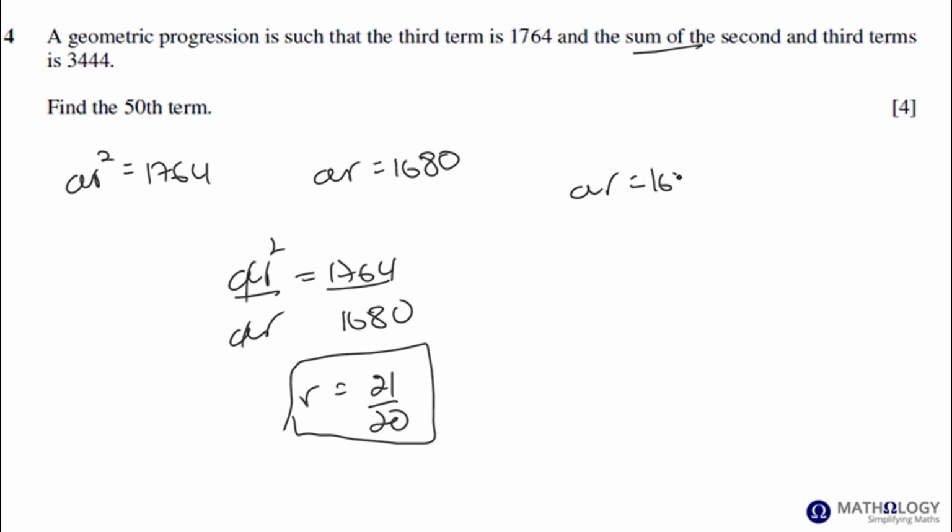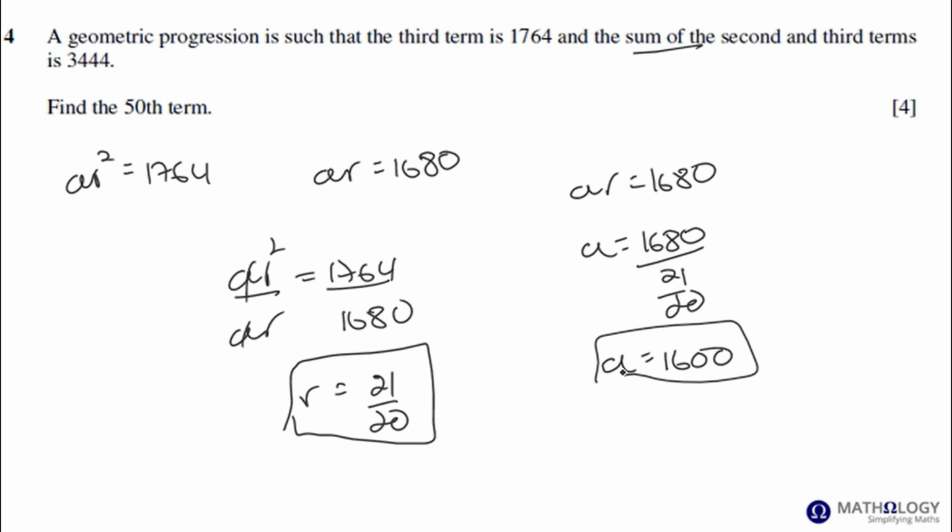ar equals 1680. a is 1680 over 21 over 20. So a equals 1600. And we want the 50th term. So the 50th term equals ar to the 49. So that's 1600 times 21 over 20 to the 49. And we can leave it in this form.